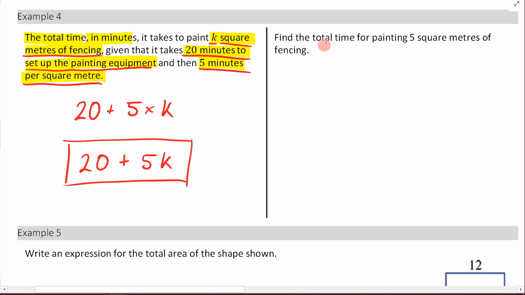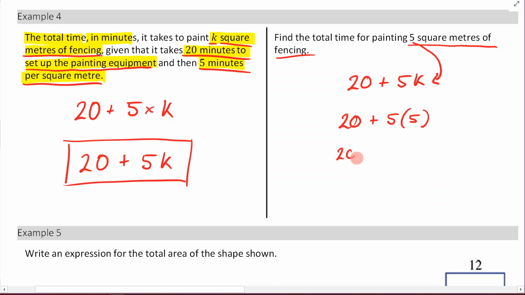All right, now find the total time for painting 5 square meters of fencing. So we're going to use our expression, and we're going to put 5 into the k spot. So I'm going to get 20 plus 5 times 5, which is 25. That means it's going to take 45, and make sure you always put units. It's going to take 45 minutes.